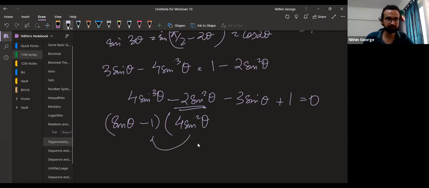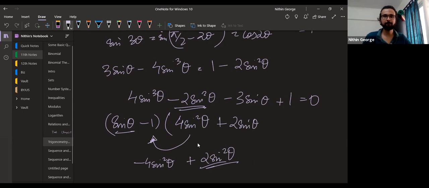When I multiply this and this, I get minus 4 sin square theta. But then I need minus 2 sin square theta. Basically, I have to add 2 sin square theta. And that I'll get by multiplying 2 sin theta here. All right. Then what remains? Minus 2 sin theta. I need minus 3 sin theta. So there'll be a minus 1, which will make it minus sin theta, minus 2 sin theta, which is minus 3 sin theta, minus 1, plus 1. So this is the product.